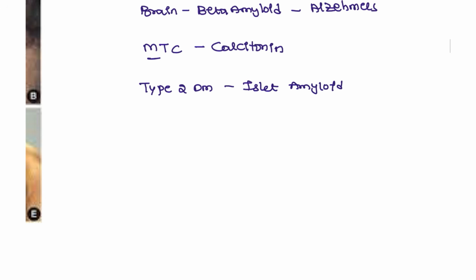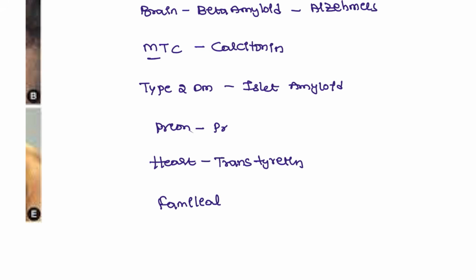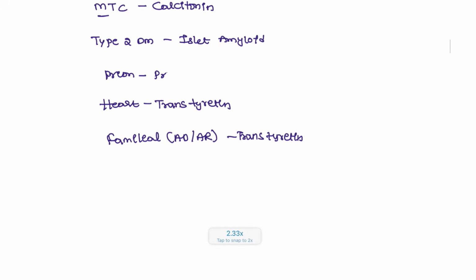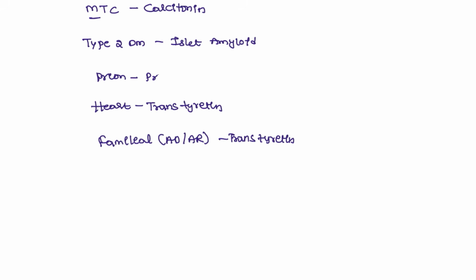Next, prion disease. It will be PrP amyloid. And for the heart, it consists of transthyretin, and also familial conditions, either autosomal dominant or autosomal recessive. They also contain transthyretin. And if ever there is a death, that could be due to the heart. The death will be from the heart patients only.